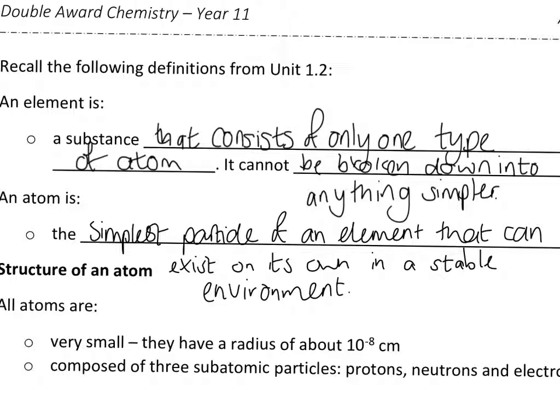As I said, that's a little bit of a tricky definition. It doesn't really make much sense on first reading of it. But in a minute, when you've got that definition down, we'll have another look at the particle diagram to explain this definition of an atom. So once again, it's the simplest particle of an element that can exist on its own in a stable environment.